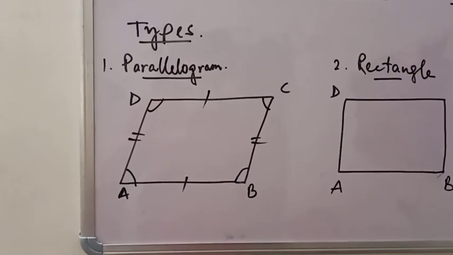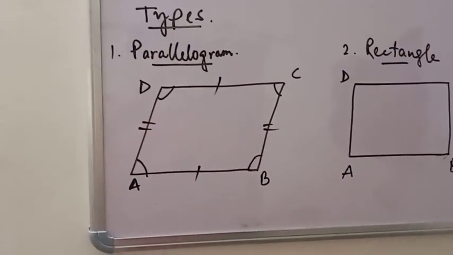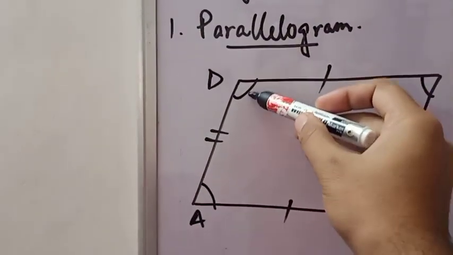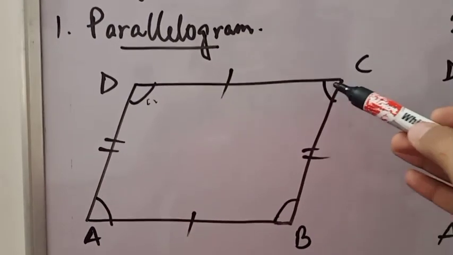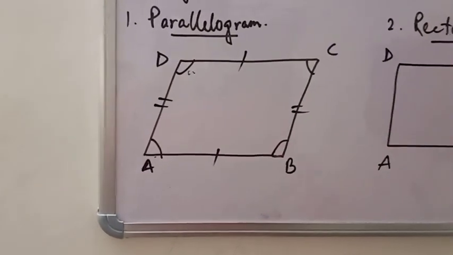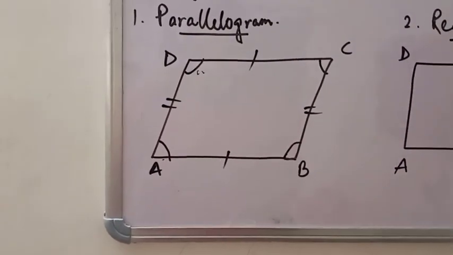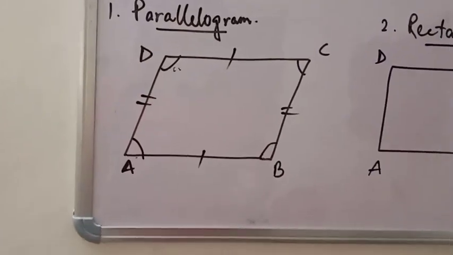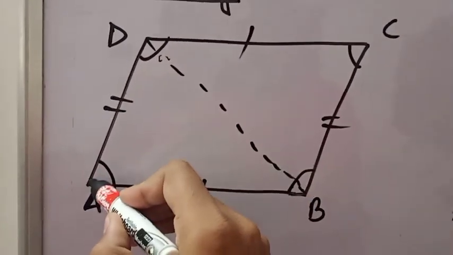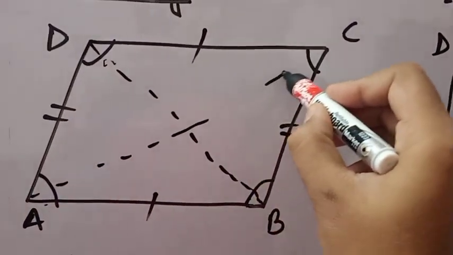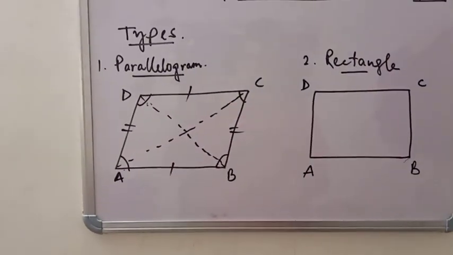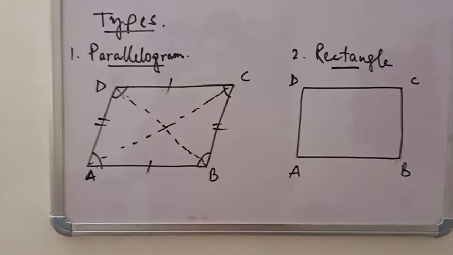Any two consecutive angles of a parallelogram are supplementary. That means next to next: A plus D equals 180, or C plus D equals 180, or B plus C equals 180, or A plus B equals 180. Consecutive two angles add up to 180. And the two diagonals of a parallelogram bisect each other. These four properties are there in a parallelogram.